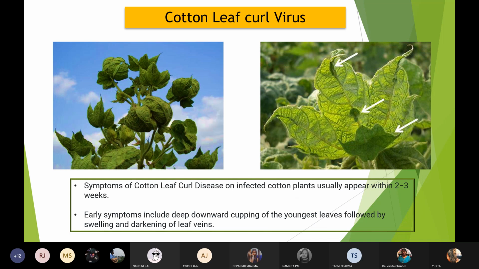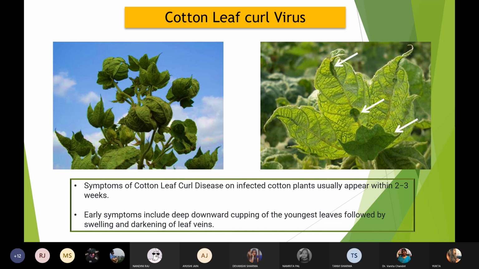This is the cotton leaf curl virus. The disease generally requires host plants to be infected with both a cotton leaf curl virus and an associated beta satellite component in order to produce symptoms. Plants that are infected with the cotton leaf curl virus but not the beta satellite may appear symptomless. Symptoms of cotton leaf curl disease on infected cotton plants usually appear within 2 to 3 weeks.